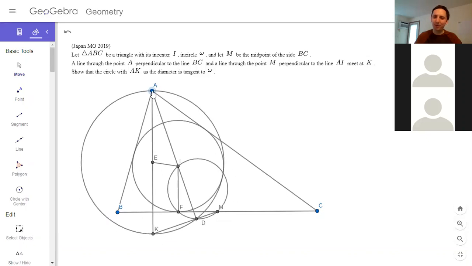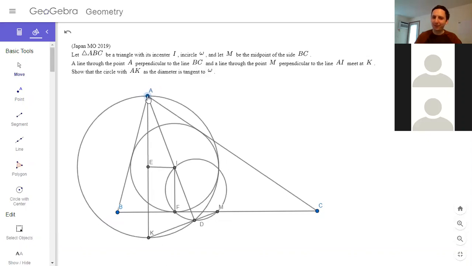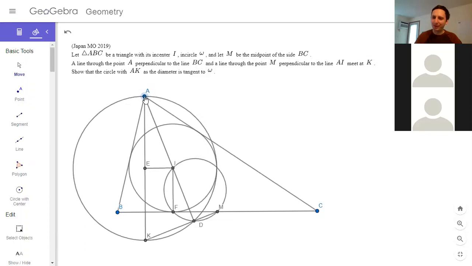And Marin, for the problem that you sent me, I feel like it was maybe something similar too, where the tangency of two circles lies on another circle.